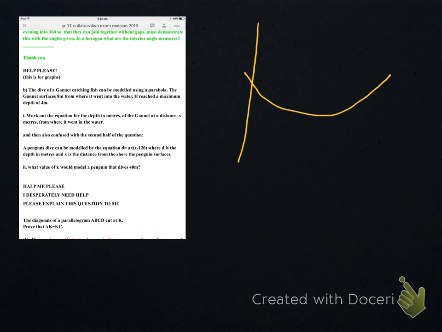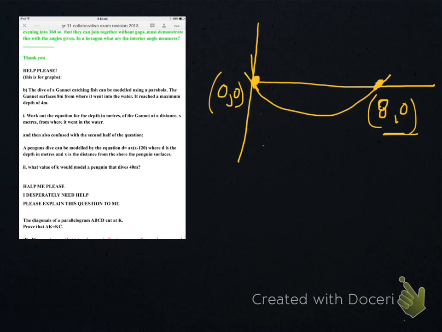So it can be, you want to kind of draw it so that this point here, where the graph goes through, that's your (0, 0). And this is where it surfaces at (8, 0). All right, so the distance there, it tells you the gannet surfaces 8 meters from where it went into the water. So that's 8 meters from where it went into the water right there.